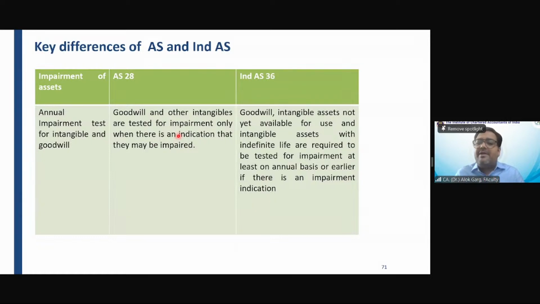So annual impairment testing applies to an intangible asset which is not yet available for use, an intangible asset having an indefinite life, and goodwill. AS 28 says that goodwill and other intangible assets are tested for impairment only when there is an indication of impairment. But Ind AS 36 says that for these three assets, you are not required to check even the impairment indicator. You have to do the mandatory impairment testing, right? So this is the difference.